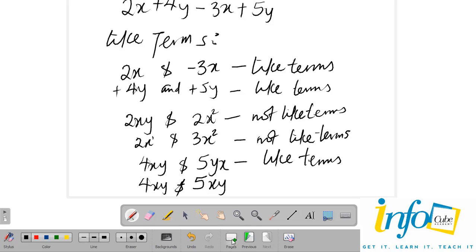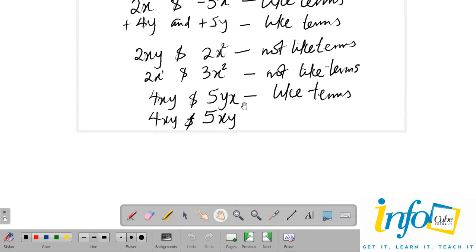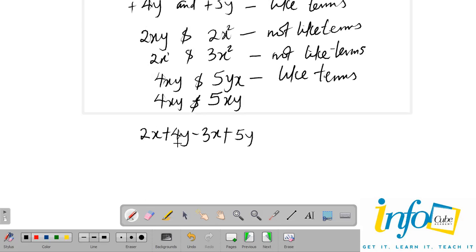The second thing you need to note here is that when adding algebraic expressions, what you add or subtract is the coefficients. Now what do I mean by that? Remember our question: 2x plus 4y minus 3x plus 5y. You don't add the alphabet x and y. You just add the numbers in front of it. That's what you call the coefficient. So in this case, for 2x and minus 3x, what I will be adding is minus 3 and the 2.